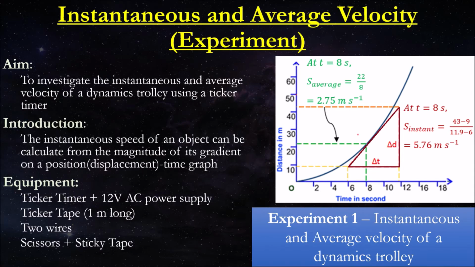Okay, so let's have a look at the actual aim of this investigation. It's to use dynamics trolleys to find the instantaneous and the average velocity using ticker timers. Okay, when we find the data, we're going to plot it as a displacement time graph, and we're going to look at how differently average velocity and instantaneous velocity can be found.